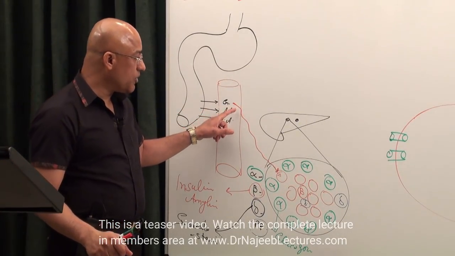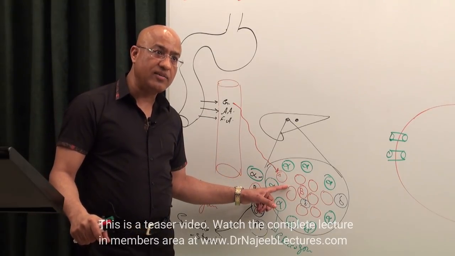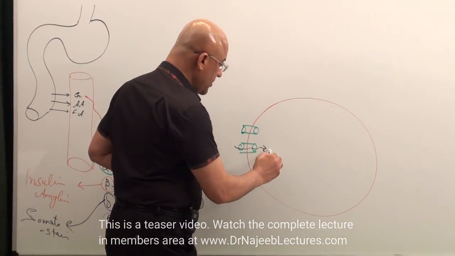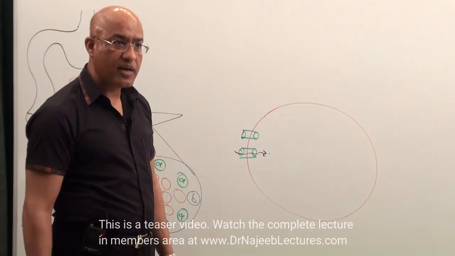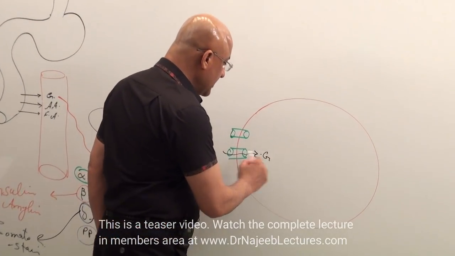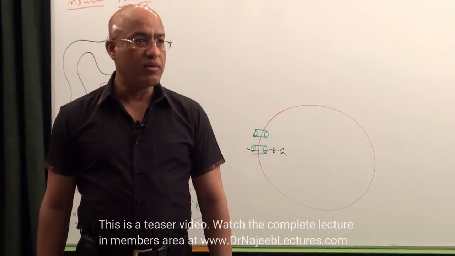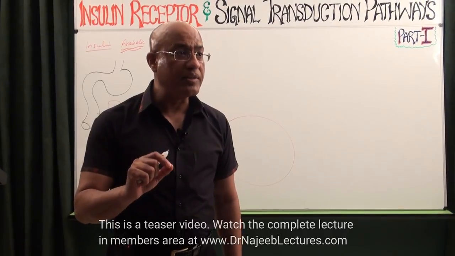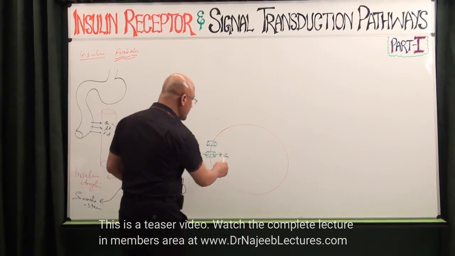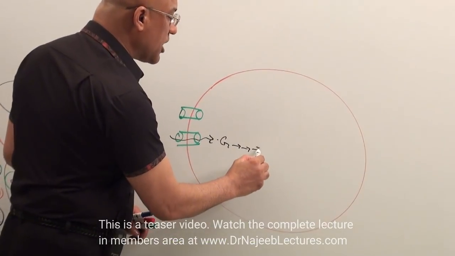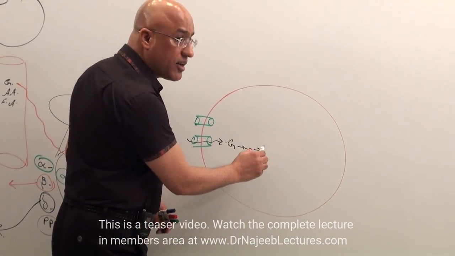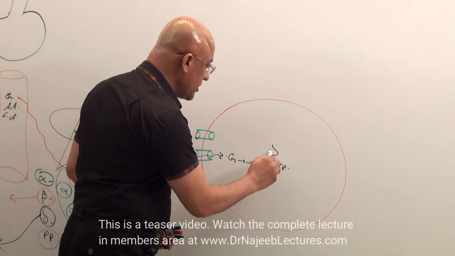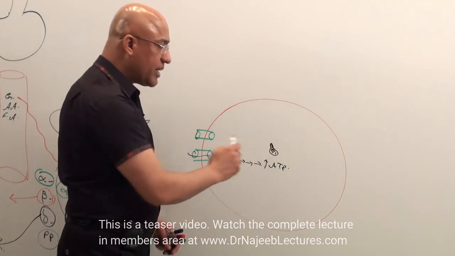In the same way, when glucose reaches the beta cells in the pancreas, it is absorbed into the beta cells through glucose transporters which are not sensitive to the presence or absence of insulin. Once this glucose is in, as you know, it will go through metabolic pathways and eventually this will result in an increased level of ATP. Let's suppose this is an ATP molecule. Now what is this ATP molecule going to do?